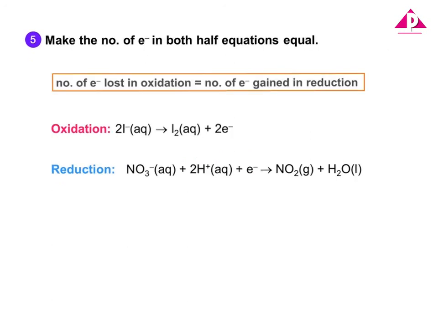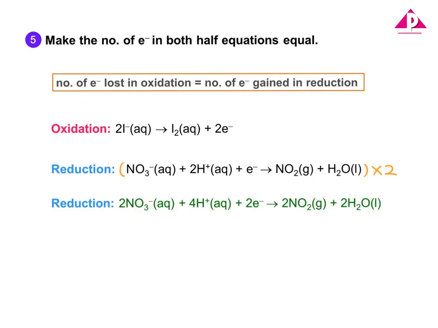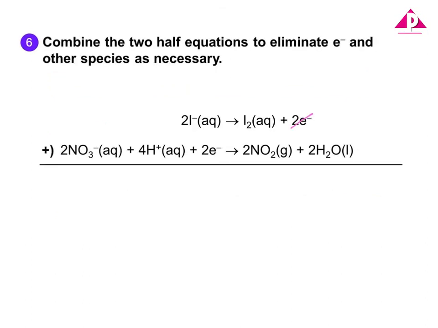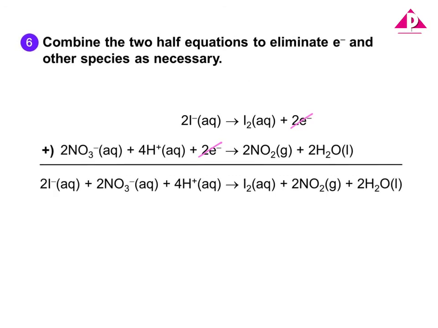Then make the number of electrons in both half equations equal. This is because the number of electrons lost in the oxidation half equation is equal to that gained in the reduction half equation. There are 2 electrons in the oxidation half equation, while 1 electron is in the reduction half equation. So multiply the reduction half equation by 2. Finally, combine the 2 half equations to eliminate the electrons. This is the balanced equation for the redox reaction.